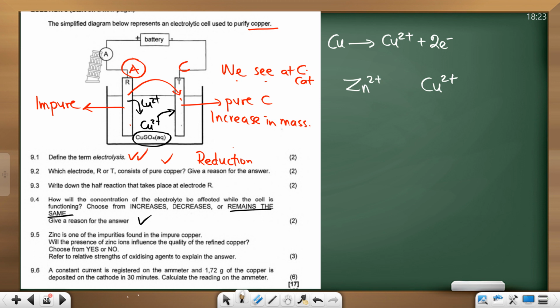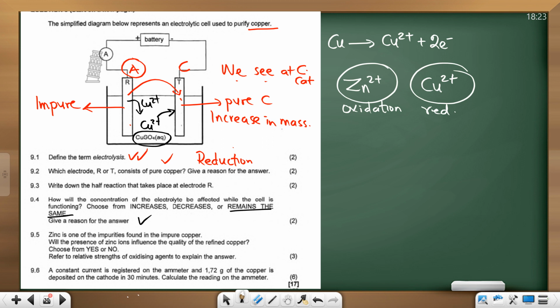Which one is first? Don't waste time, guys. Zinc. All right, zinc is first. Okay, that means we're going to have a problem. Watch this. Zinc is first, right? So that means this one should undergo what? Oxidation, while this one would undergo what? Reduction. Are you with me? It's fine. It's not going to be a problem.